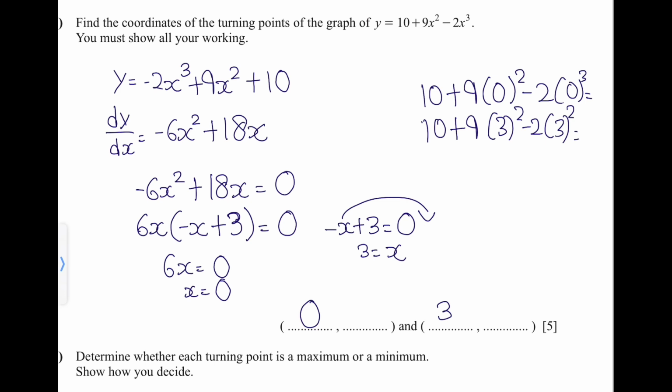So 10 plus 9 into 0 squared, minus 2(0) cubed, which is 10, because everything is multiplied by 0, so there's no value. And the other one is 3, so negative 2 times 3 cubed, okay, 37. So when x is 0 it's 10, and when the other one, x is 3, it's 37.